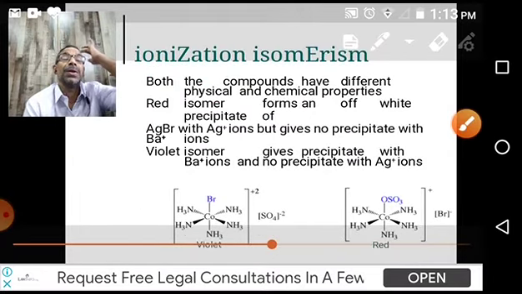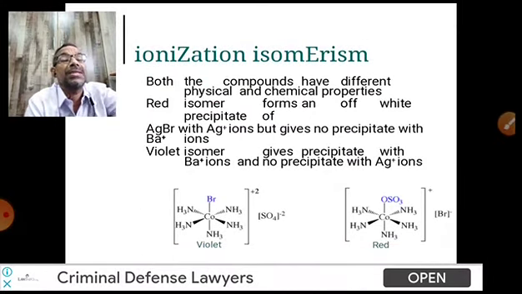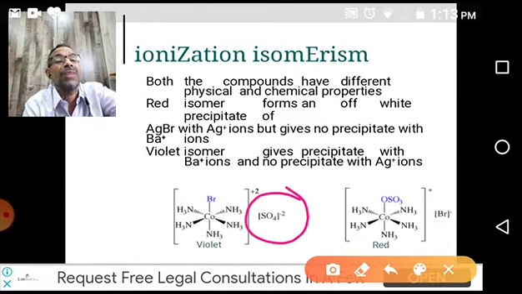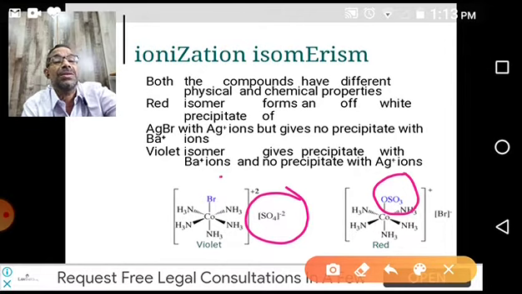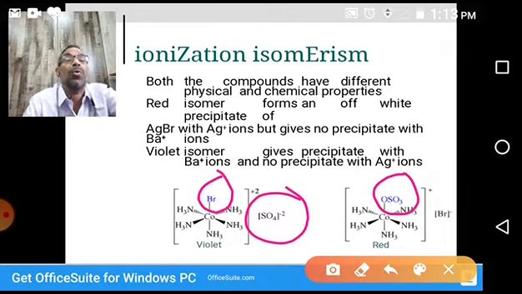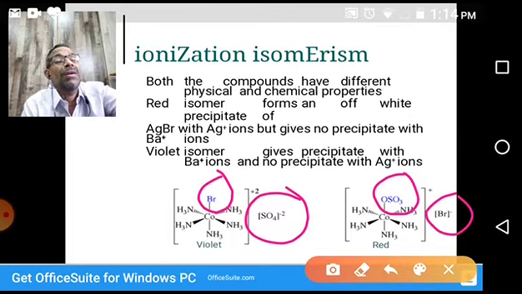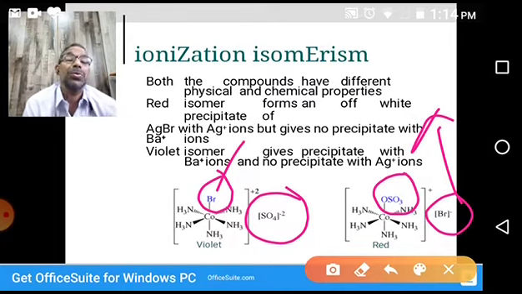You see, it is explained once again in this slide also. In this compound sulfate is out of the coordination sphere, and in this compound sulfate is within the coordination sphere. In this one, bromide is linked directly through a coordination bond to the cobalt, whereas this bromide is free as a counter ion. So this comes into the water in the aqueous solution, and this doesn't. That's why those two compounds have different properties, due to this difference in ionization.